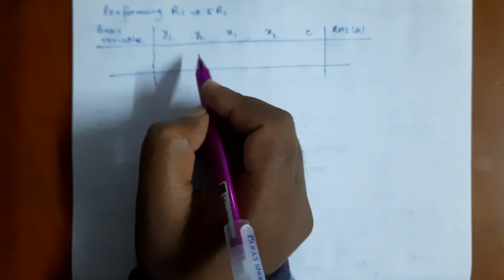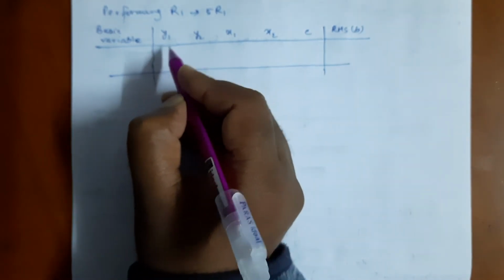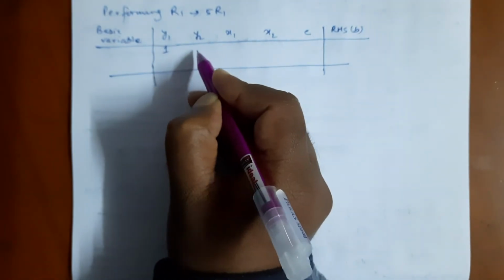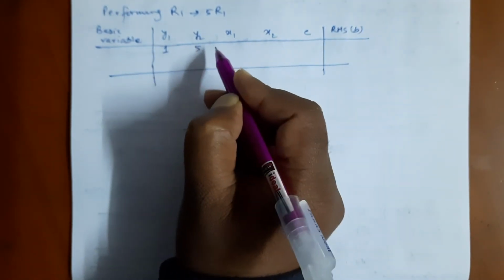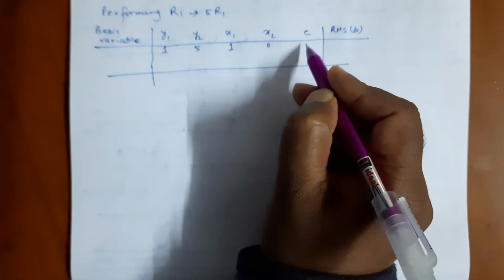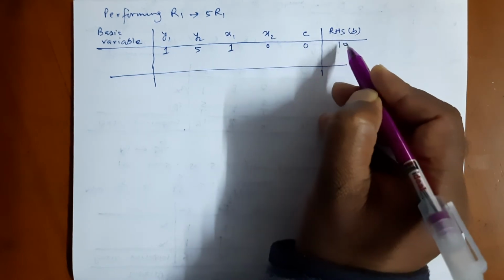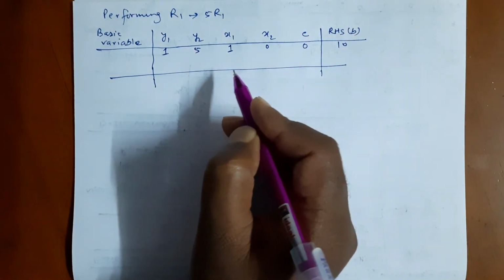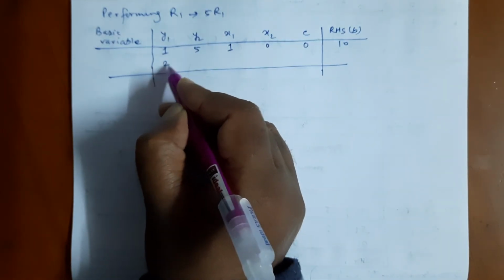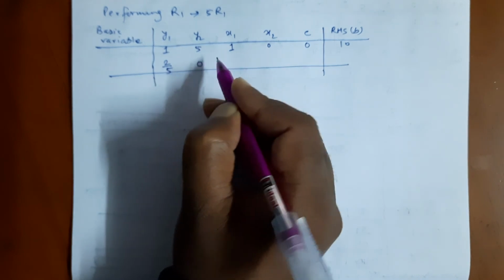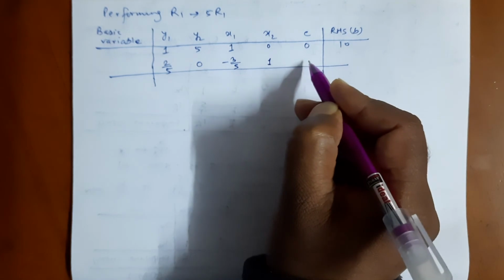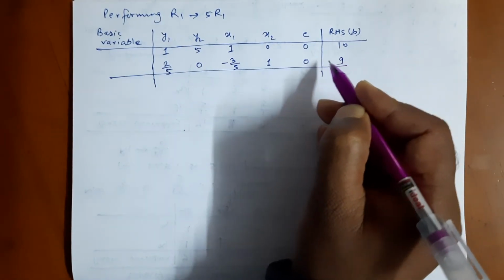When we multiply throughout by 5, 5 times 1 over 5 will be 1. Here will be 5, here will be 1, here will be 0, here will be 0, here will be 10, multiplying throughout by 5, and the other elements will be the same: 2 over 5, 0, minus 3 over 5, 1, 0, and 9.